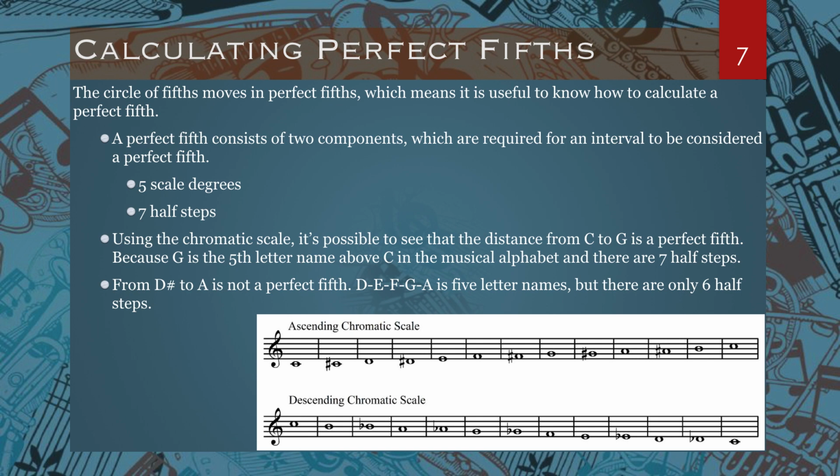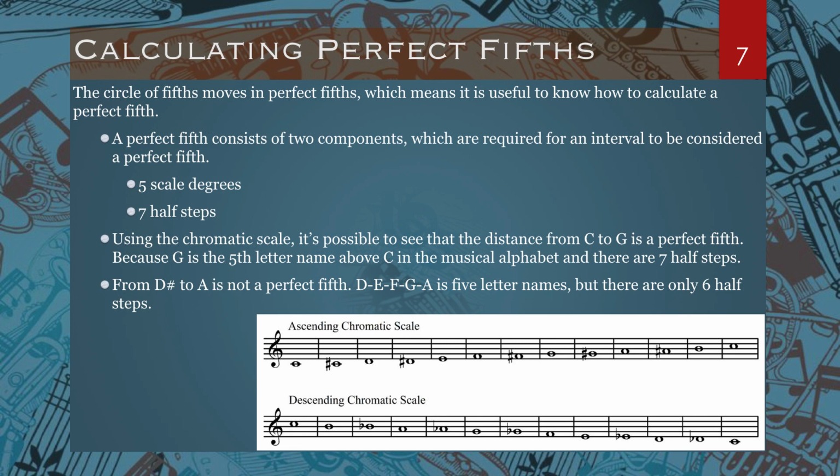Okay, so let's work through this. If you haven't figured it out yet, please pause the presentation, because I'm going to tell you the answer now, and it's really important you try and figure this stuff out on your own first. So starting on C, we have to count down 5 letter names, 5 scale degrees. So we have C, B, A, G, F. So we know from C down to F is some sort of a fifth.